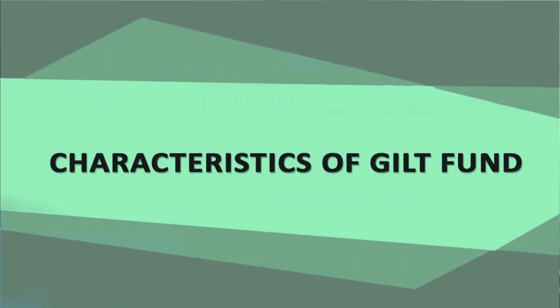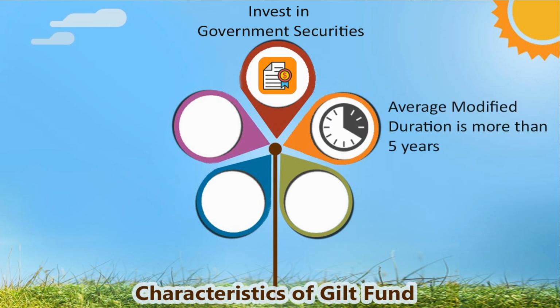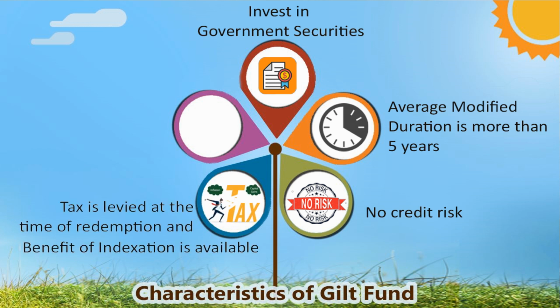Now coming to the characteristics of gilt fund. First, it's a type of debt fund which invests only in central or state government securities. Second, usually the duration of the sovereign bond is between 8 to 10 years and the average modified duration of gilt fund is between 5 to 7 years or more. Third, there is no credit risk as entire amount is invested in central or state sovereign bonds. Fourth, tax is levied only at the time of redemption, and the benefit of indexation is also available if the time period of investments is more than 3 years. Fifth, the NAV of gilt funds are declared on daily basis and hence exit route is easily available.